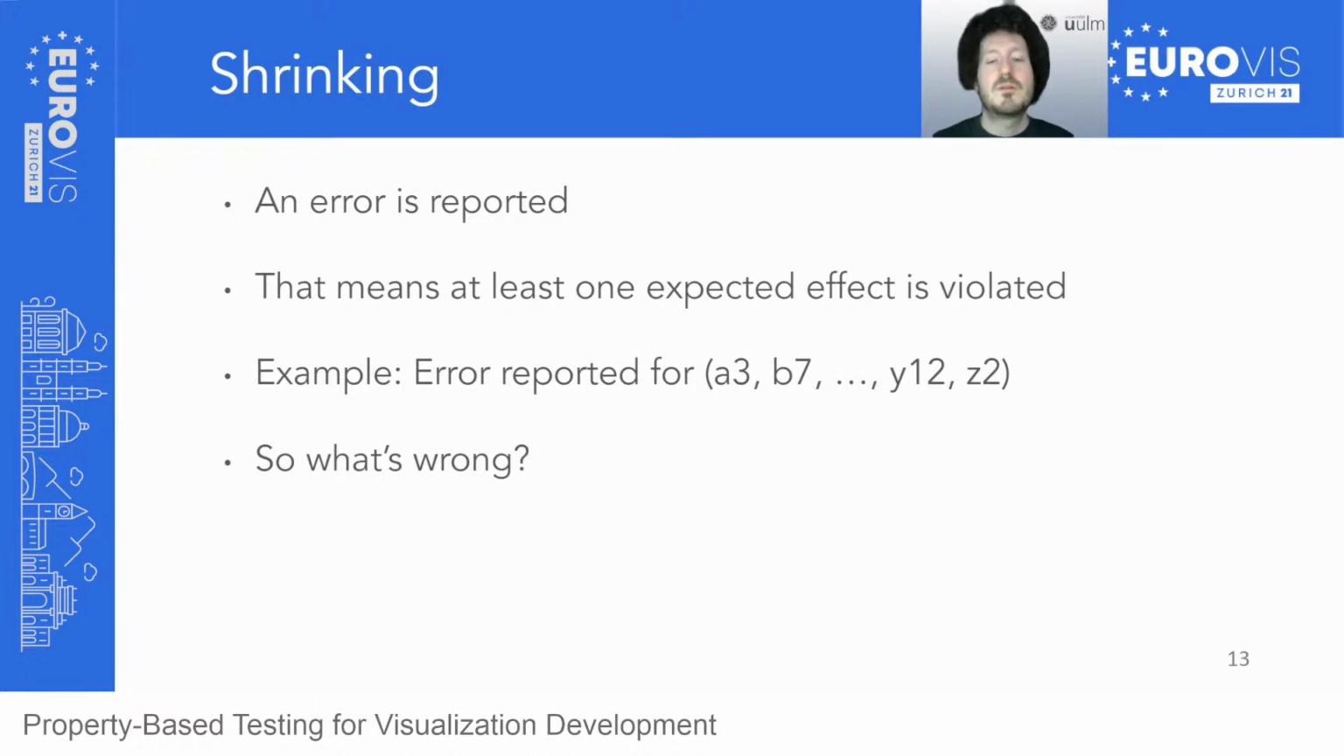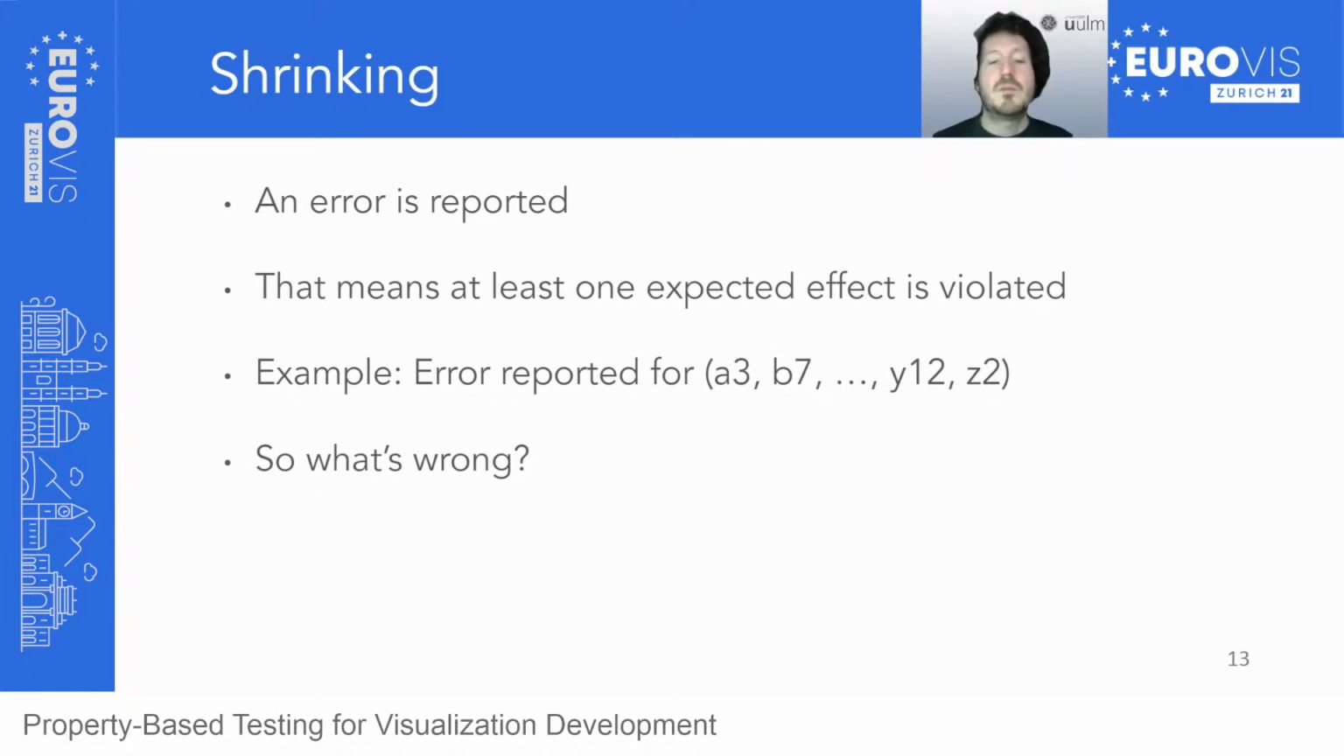But what's wrong now? Where is the error? Which parameter is causing the error? We could now reproduce this configuration and try to understand what goes wrong. Or we could, for example, try changing some of the parameters and see how this takes effect. So this is where the concept of shrinking comes into play. After an error is detected, with shrinking, we would remove more and more of the randomized values and see if still an error occurs.